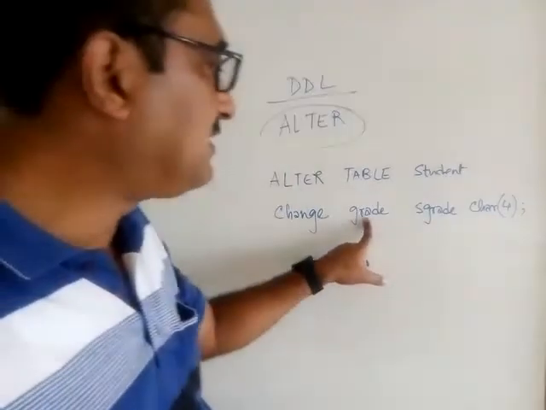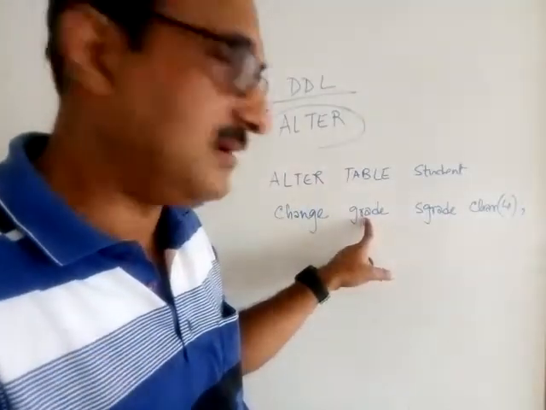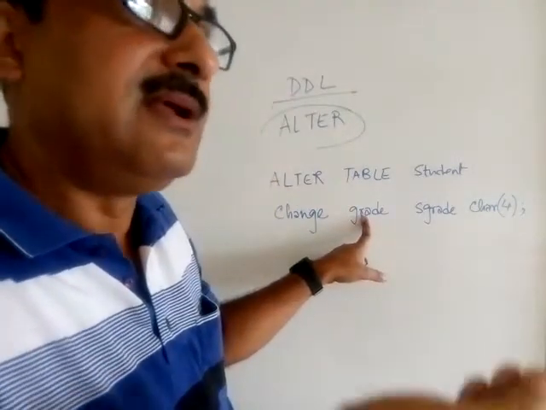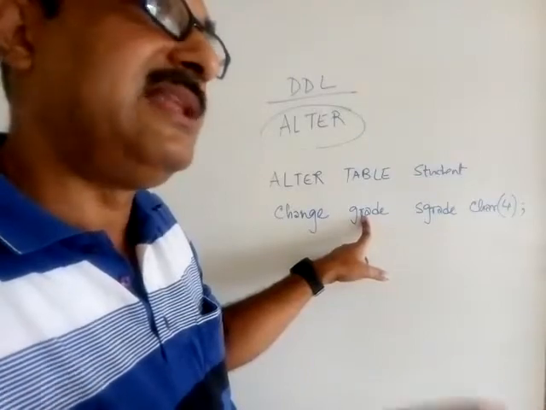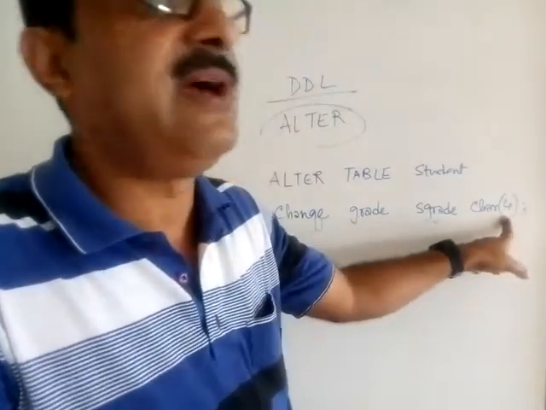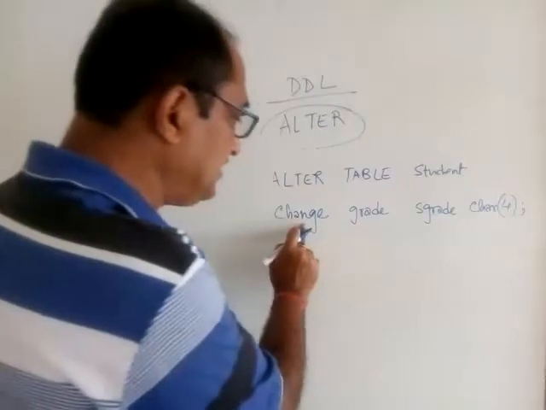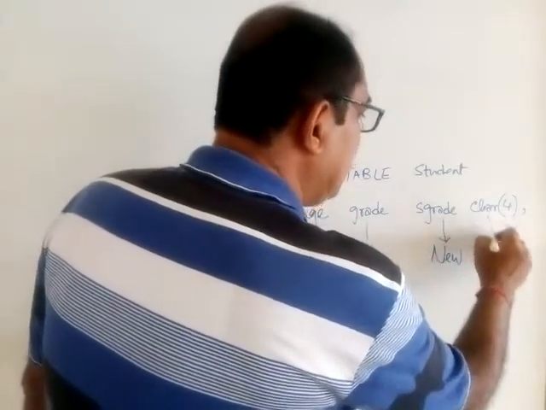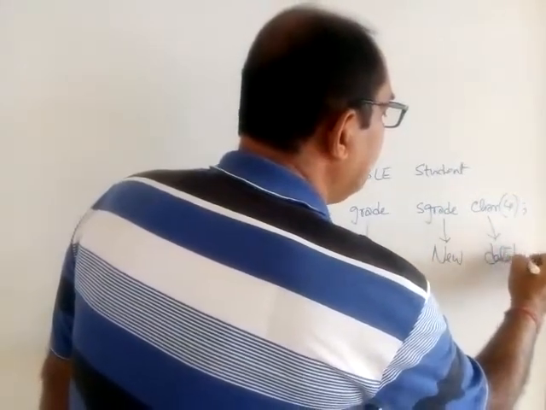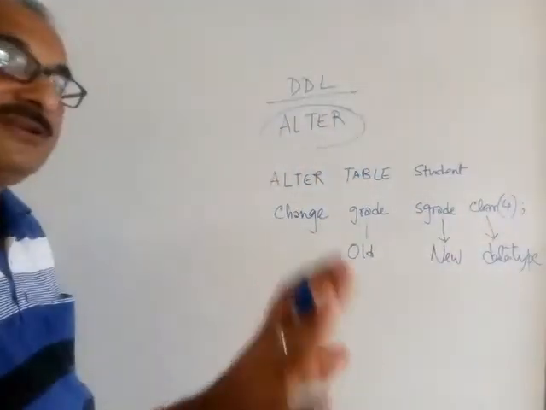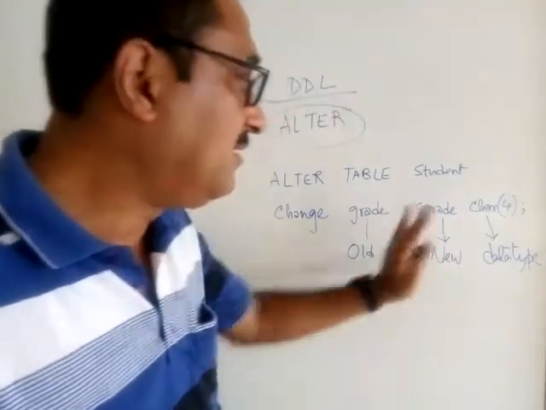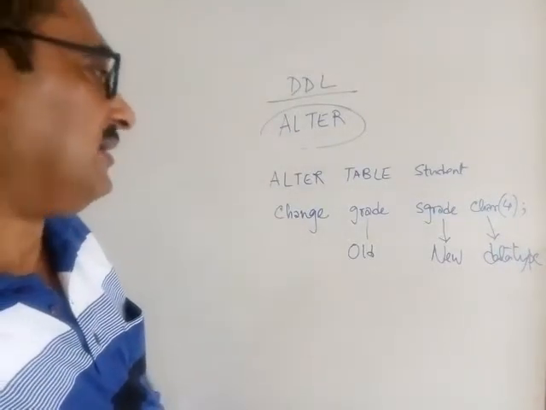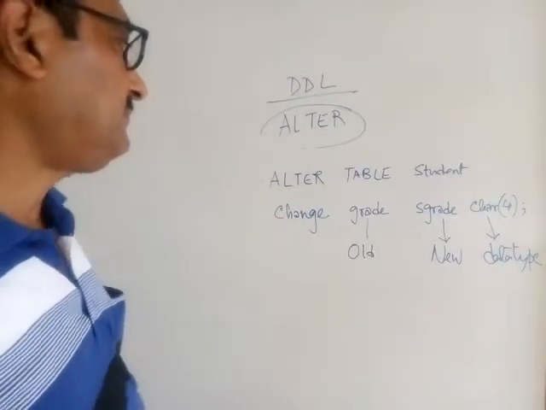So write character. Now imagine the grade was earlier declared only as character 4. Doesn't matter, but still you have to write it again. I may not like to change the size of the field or the data type of the field. I just want to change the name of the field. But even then, this you have to mention. The format is, remember, change. First we write the old name, then we write the new name, and then we write the data type which is going to be there. Whether it was earlier there or not as the same data type, that doesn't matter. We have to write the data type. So these few things are there under alter.